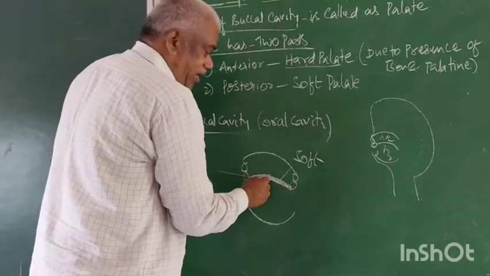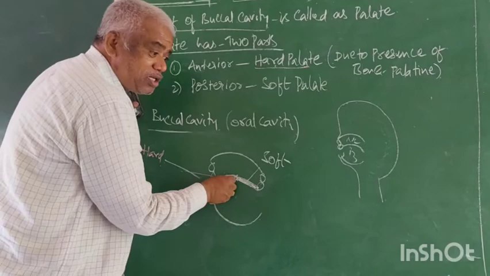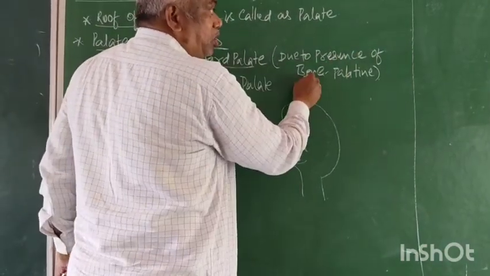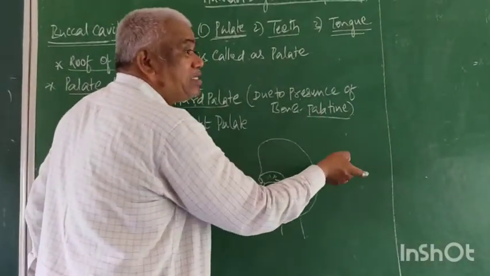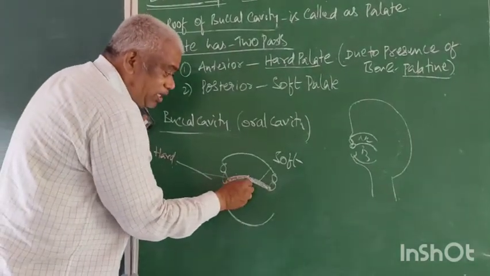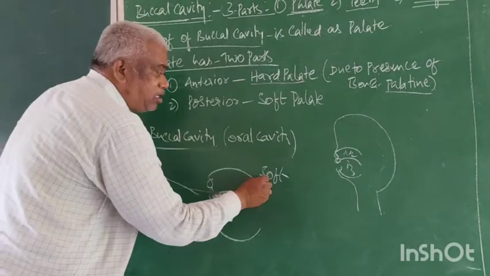Anterior hard palate. Why is it hard palate? Why is it hard? Because it contains bone. Due to the presence of bone, the bone is called palatine. Palatine is the name of the bone present in the anterior part of the palate. Hence it is hard palate, and this is soft palate.